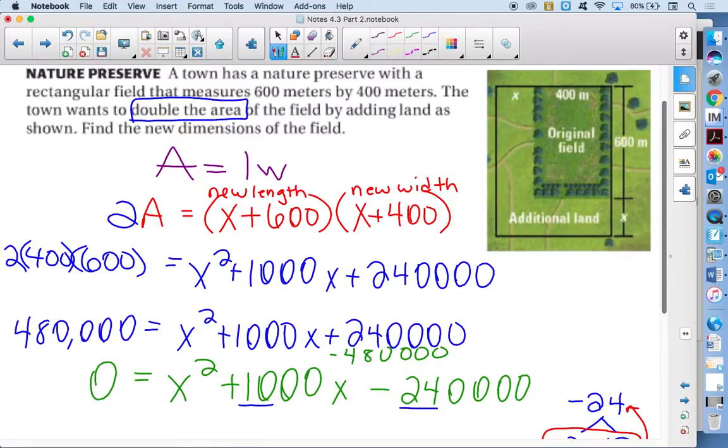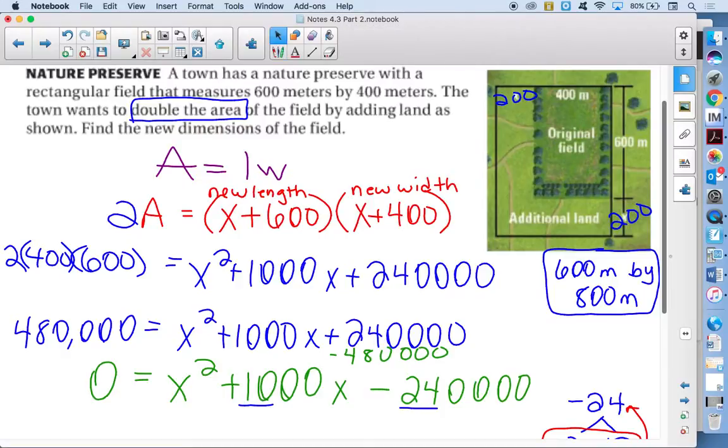So Grace, the final question wanted us to determine the new dimensions of the field. How would we use that number to get the new dimensions of the field? Yeah, so if you plug it in for x, the new dimensions of the field would be 200 plus 400, so 600 meters by 800 meters. Questions? So we took what we wanted the new area to be, and it said we needed to double that area, so you needed to take the current area and multiply it by 2.